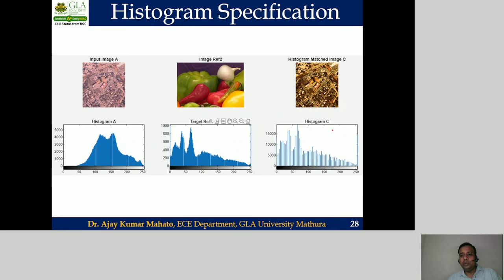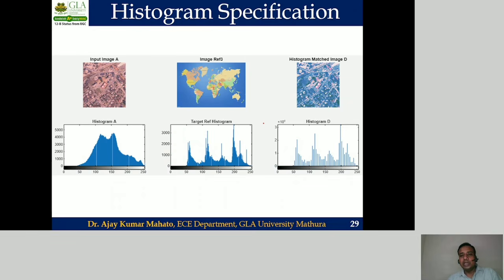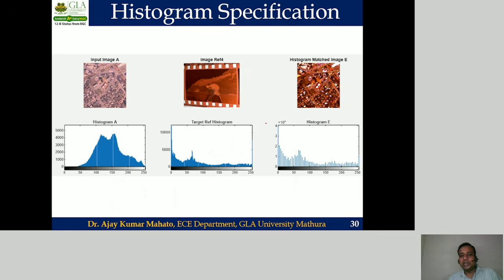Again, my output image histogram pattern closely follows the target histogram pattern, and it gives me another kind of output image C. Similarly, I can change to n number of target histogram patterns, and in each case you will find the output image histogram pattern will closely follow the envelope of the target histogram pattern, and accordingly the histogram match output image will change.